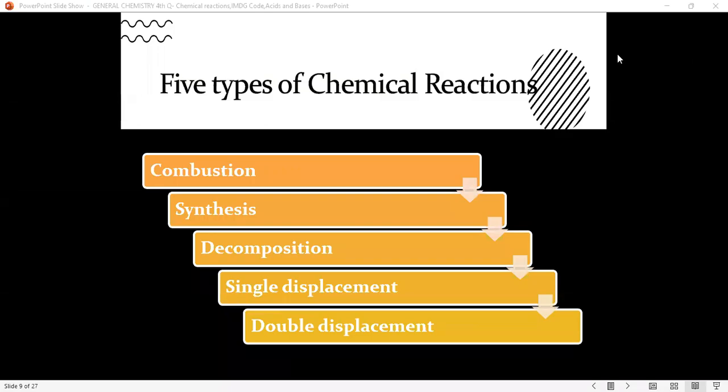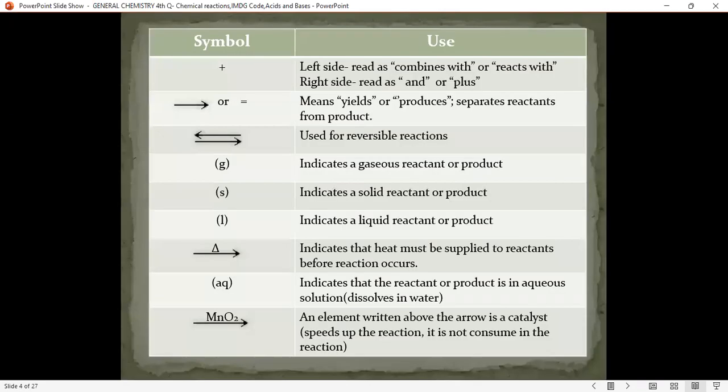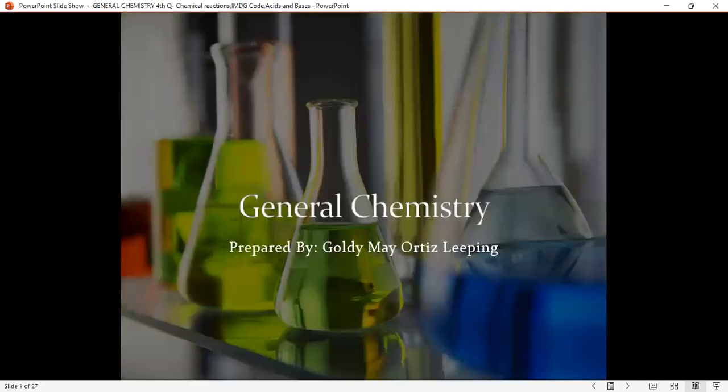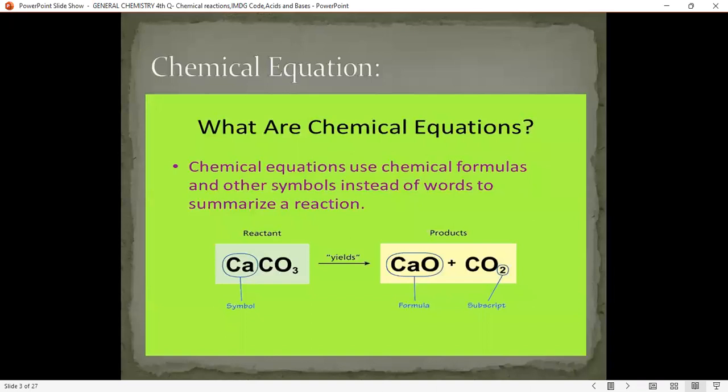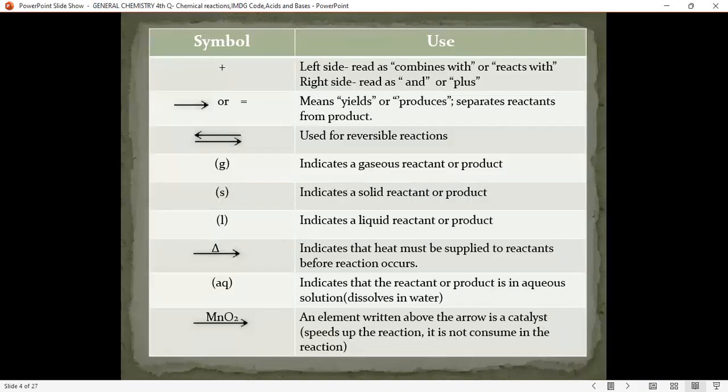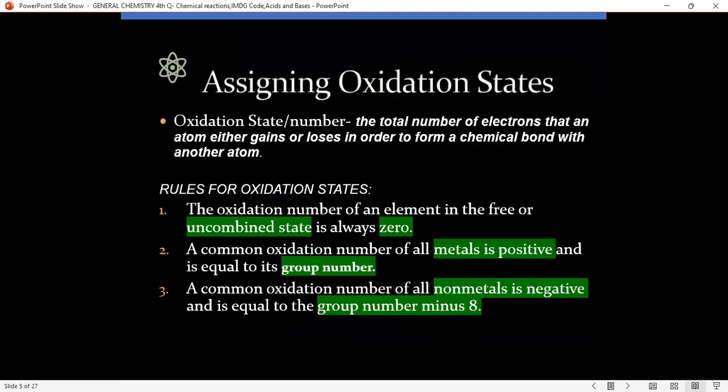Good morning, everyone. Today we will be continuing this specific PowerPoint that we had before. So this is our first PowerPoint presentation in general chemistry. We already tackled chemical formula, chemical equation, the different symbols and their uses, as well as how we are able to know the different and probable oxidation states for each and every element, ion, and even compounds.